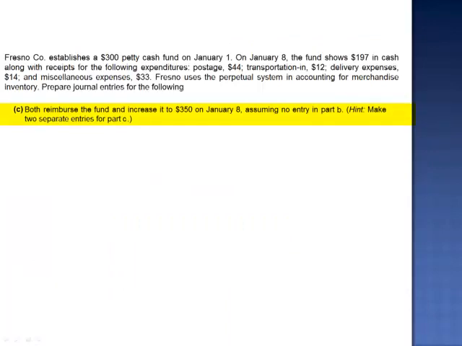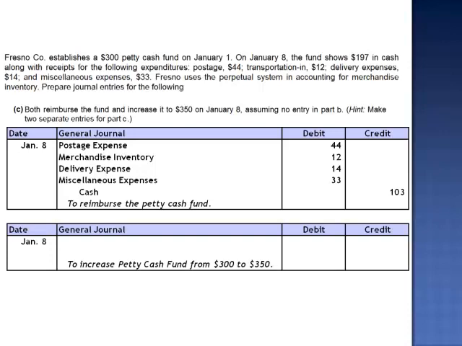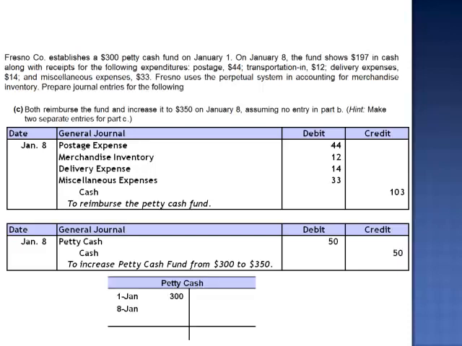Letter C. We're asked to prepare the journal entry to both reimburse the fund and increase it to $350. And they tell us to make two separate entries. The first entry simply reimburses the fund. We already did that journal entry. The second journal entry increases the amount of the fund. To increase the fund from $300 to $350, we debit petty cash and credit cash.